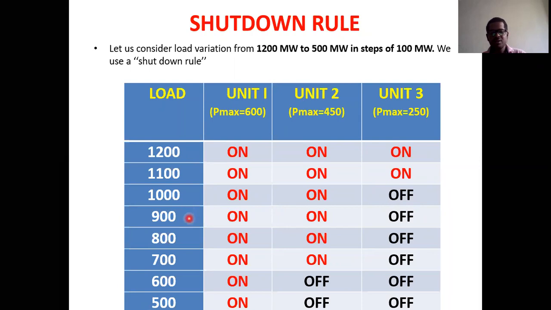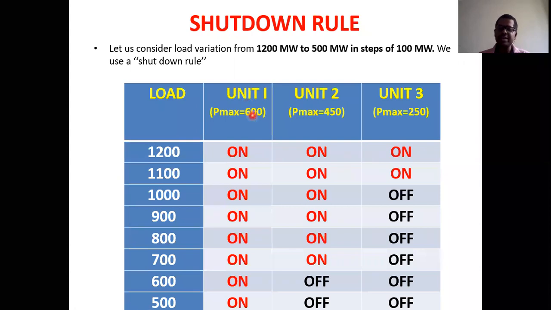Like this, in order to meet 900, we must turn on the first 2 units, and the third unit is in shutdown condition, or we can say off condition. This process continues up to 700 megawatts. But what about meeting 600 megawatts? When you consider the unit 1 maximum generation, it is 600 megawatts.